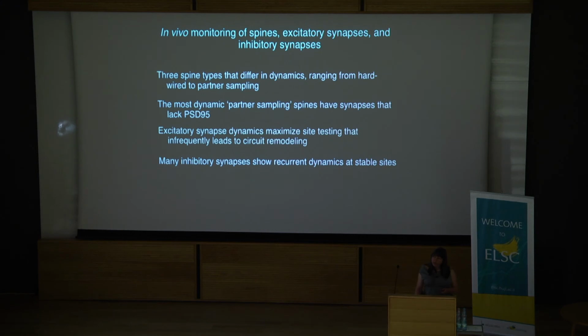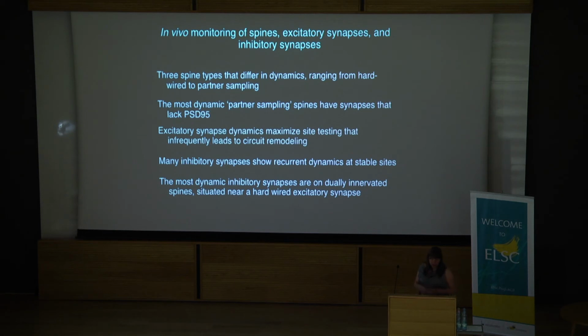And inhibitory synapses, many of them show recurrent dynamics at stable sites, and the most dynamic inhibitory synapses are on dually innervated spines situated near a hardwired excitatory synapse, and potentially this means that the inhibitory dynamics are reversibly gating the excitatory circuits.